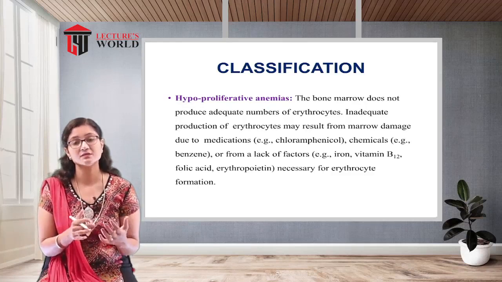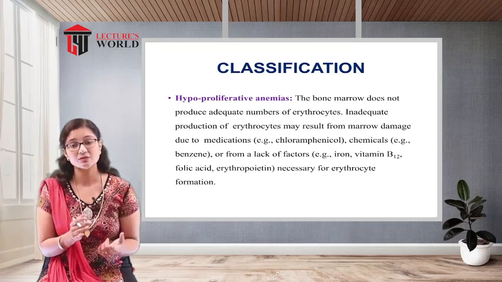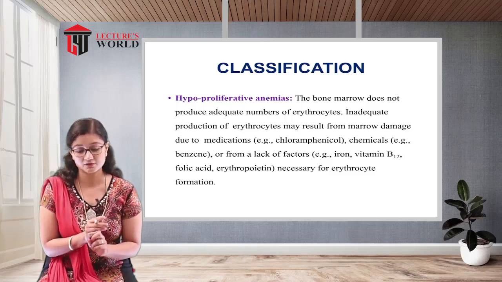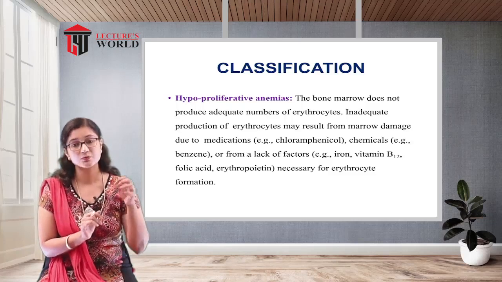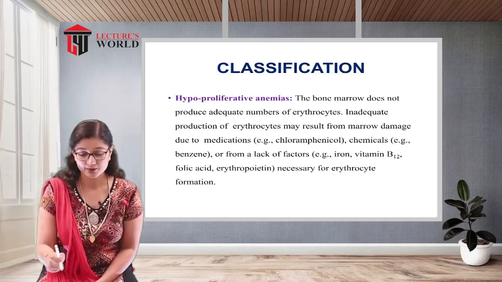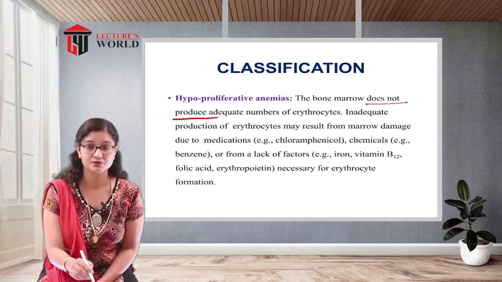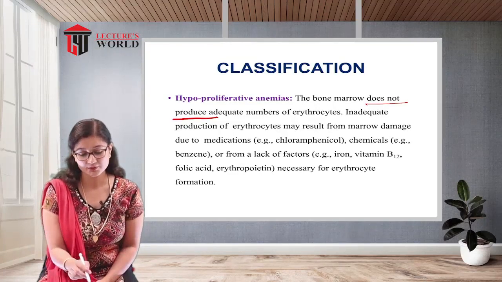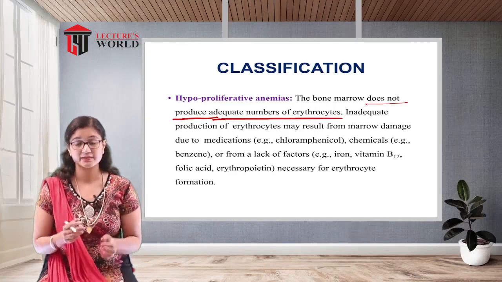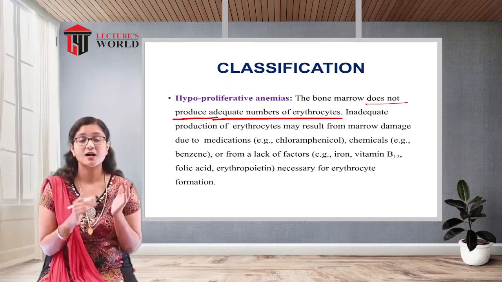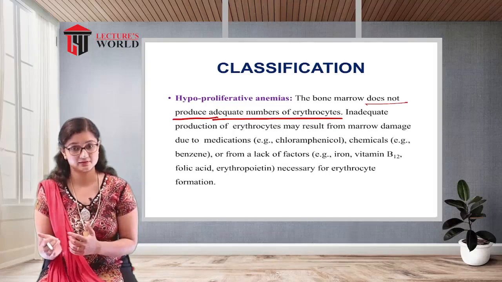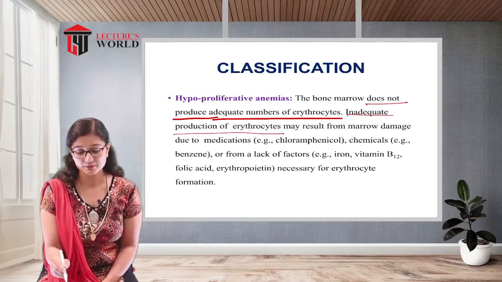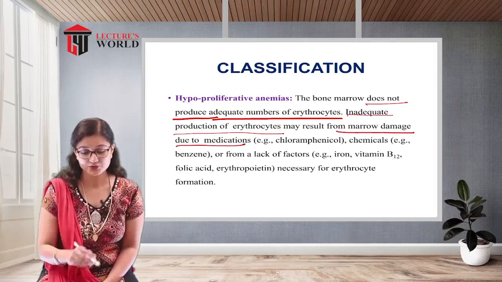So how are the RBCs going down? How is the hemoglobin less? The first classification tells us about it. The first classification is hypoproliferative anemia. The bone marrow does not produce adequate number of erythrocytes. Ideally a bone marrow produces, right? Erythrocytes are nothing but RBCs, red blood cells. Inadequate production of RBCs or erythrocytes may result from marrow damage due to medications.